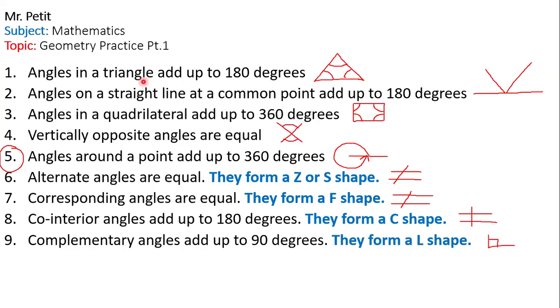Angles in a triangle add up to 180 degrees. Very good. Angles on a straight line at a common point add up to 180 degrees. Angles in a quadrangle add up to 360 degrees. Vertically opposite angles are equal. Angles around a point add up to 360. Very good. Go ahead, Antoine, 6 through 9.